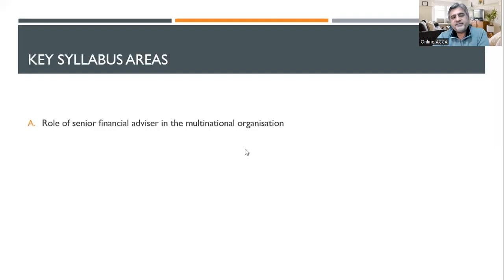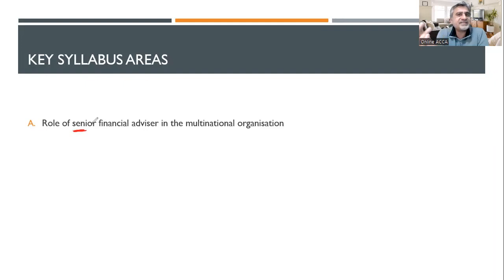So syllabus areas, if we see number A, it is role of senior financial advisor in the multinational organization. Now, this is one syllabus area and it includes 2 or 3 chapters. What do we talk about here? We talk about financial strategy formulation, financial planning, ethics, and dividend policy. All these topics roll up into this one topic, which is called role of senior financial advisor. Let me just draw your attention to this word, senior financial advisor.